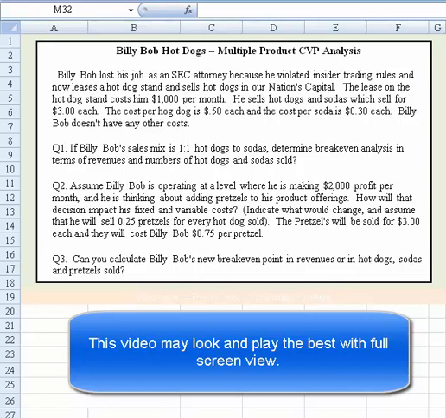Okay, hi everyone. Let's take a look at Billy Bob Hot Dogs, if I can say it correctly. This is a multiple product CVP analysis problem, and I'll read it to you quickly here.